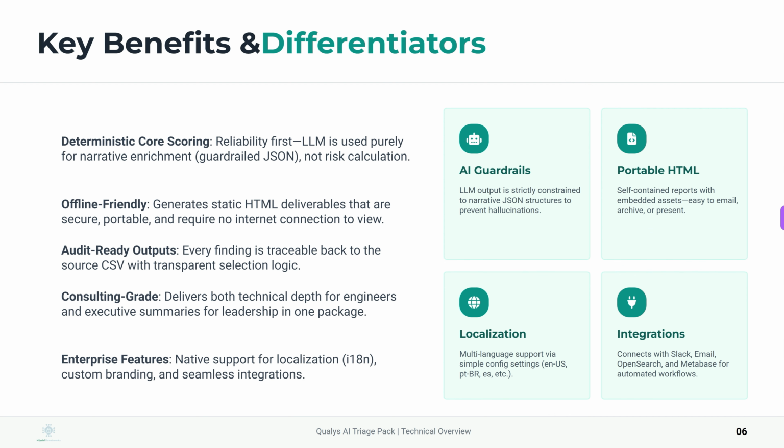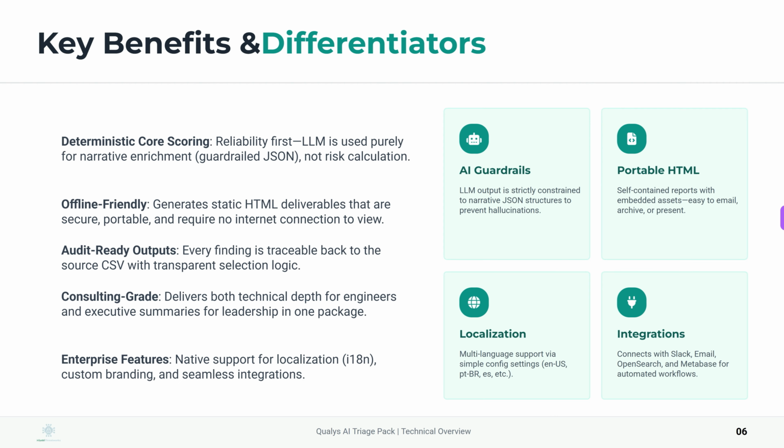The next differentiator is consulting-grade packaging. You get two audiences served at once: technical depth for engineers, remediation context, impact, and actionable guidance, and executive summaries for leadership, clear narrative, top priorities, and decision framing. This solves the common failure mode where teams either ship a raw vulnerability dump or they ship an executive summary that's too shallow to act on.